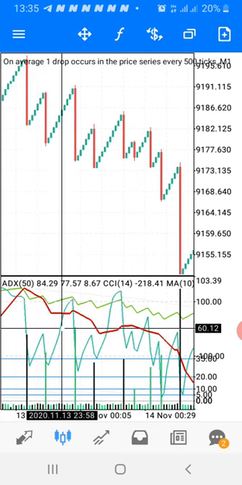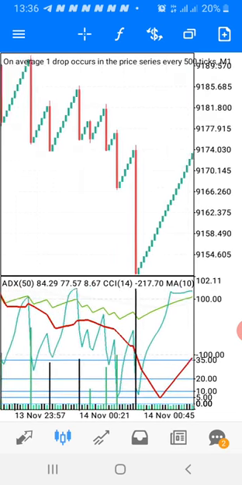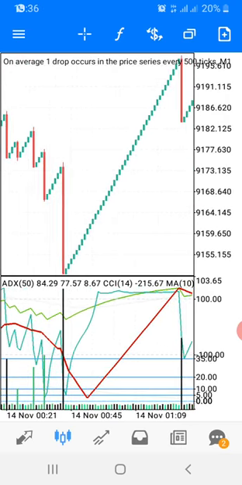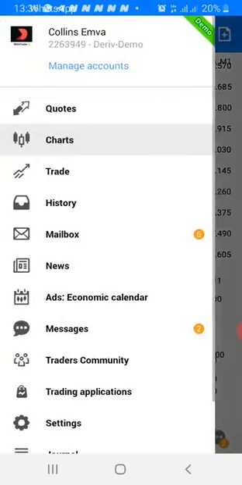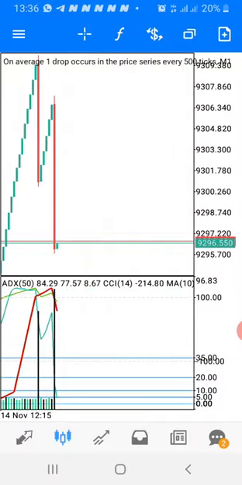You see how it works, right? So when you see a red candle, a black candle, you can expect a spike. You see? So that's how it works. So this is how we make money.